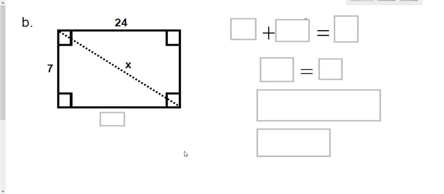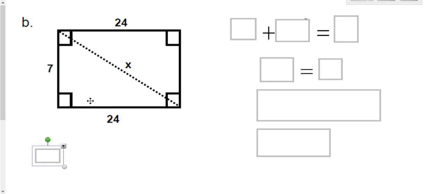The B example, we don't have just a right triangle. We've got what looks like a rectangle here, and they want to know the diagonal of this rectangle, x here. So if we cut this into this right triangle here, we know one of the legs is 7. This other side is equal to the same as this side because it's a rectangle, so this side's 24.